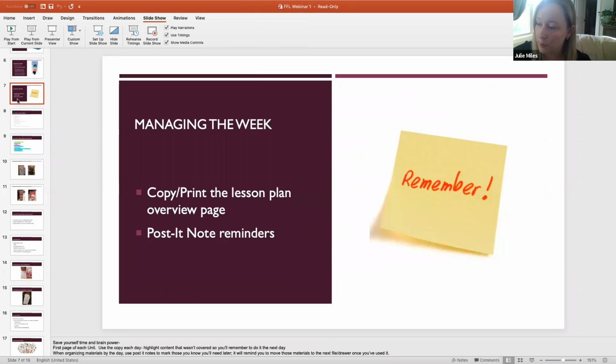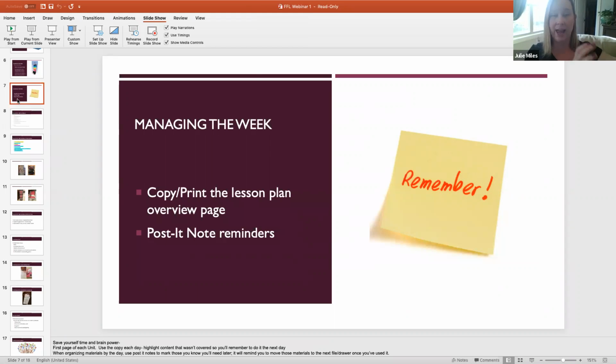Post-it notes, this is one big thing I used to use, because once you've taken this unit and put it into all of your different file folders or drawers, say on day 1, you're using an item that you're going to have to use on day 3. Well, when I saw that, when I was planning it out, I would take a Post-it note, plop it on whatever that activity's materials were, and I'd write move to day 3.